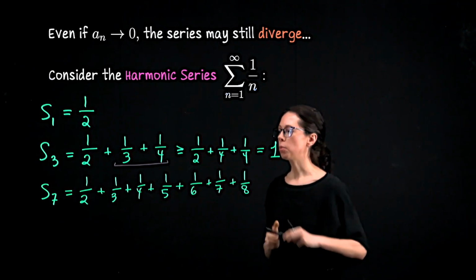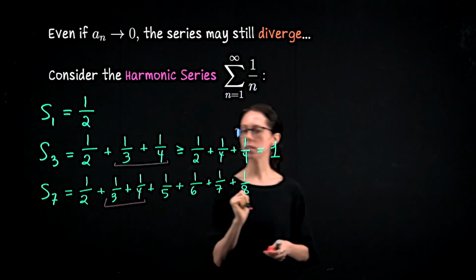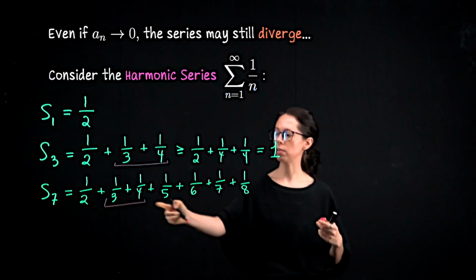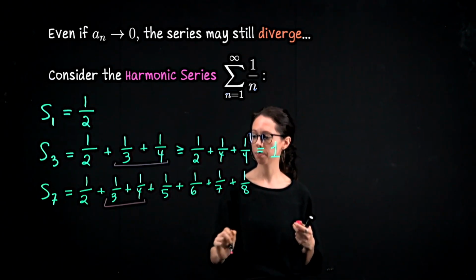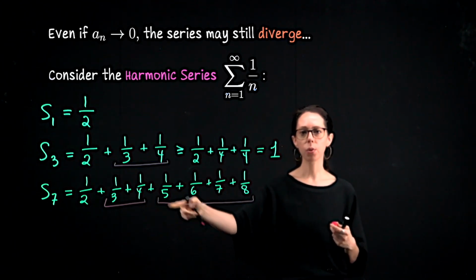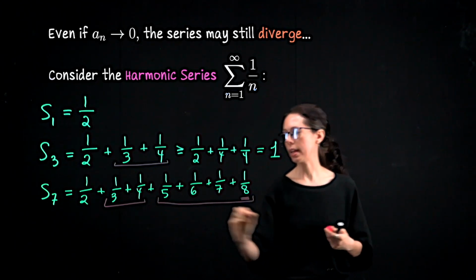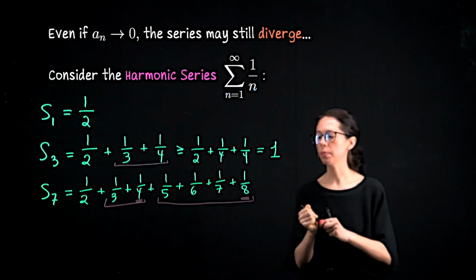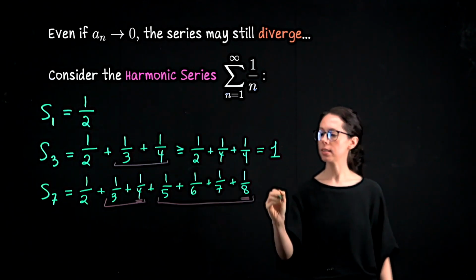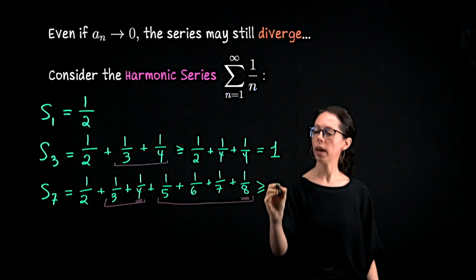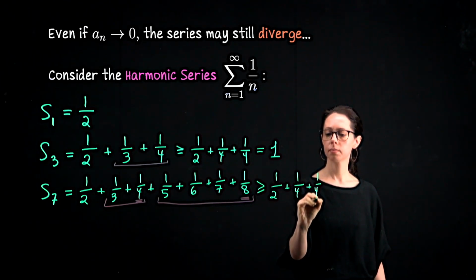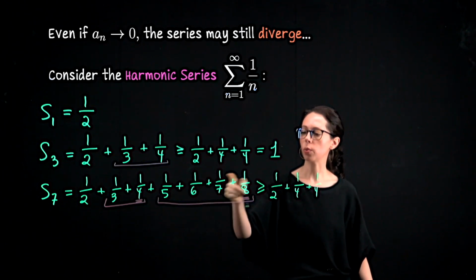Now I'm going to take these two terms, just like we did on the line above, and lower any terms as needed down to this lowest one, 1/4. Next, let's group together all 4 of these terms and lower all of the ones that need lowering down to 1/8. So we always want to go to something that looks like 1 over a power of 2. When we do that, we can say that S sub 7 is greater than or equal to a half plus a fourth again, and now plus 1/8, 1/8, 1/8, 1/8.